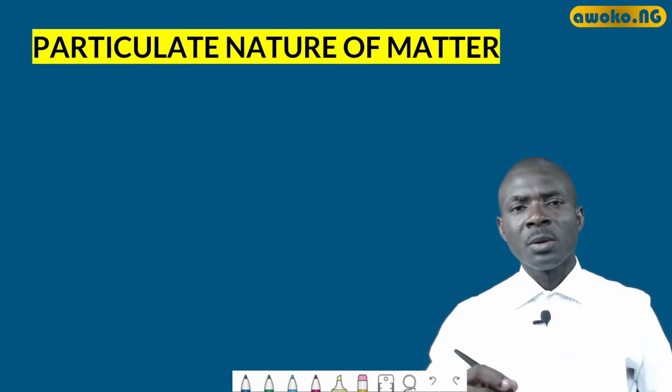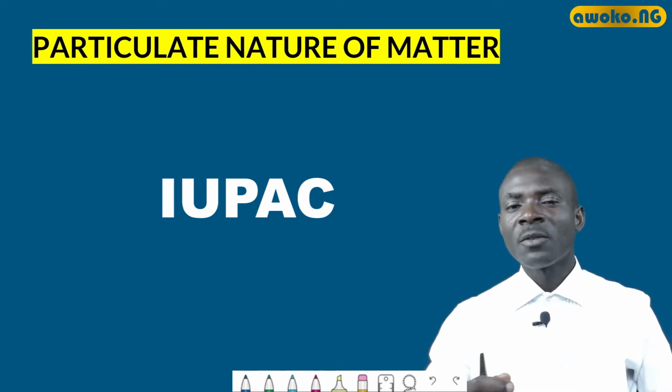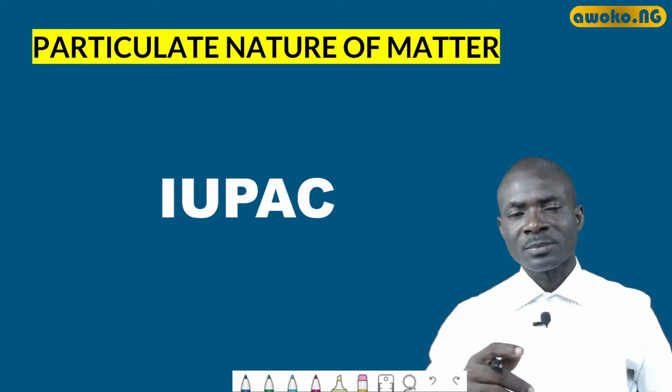Still in this topic, we will discuss the concept of mole and also how to write the correct symbols of elements. We'll also go further to talk about chemical formula and how to name compounds using the IUPAC convention. Of course, IUPAC simply means the International Union of Pure and Applied Chemistry. It's a convention that makes use of a set of rules in naming compounds.